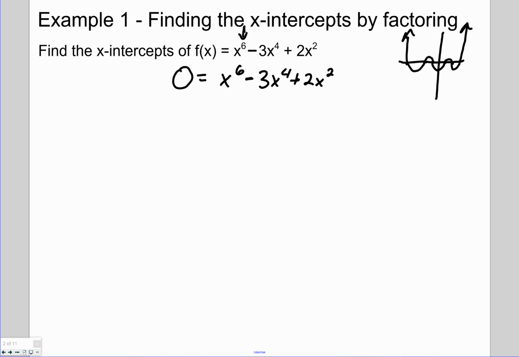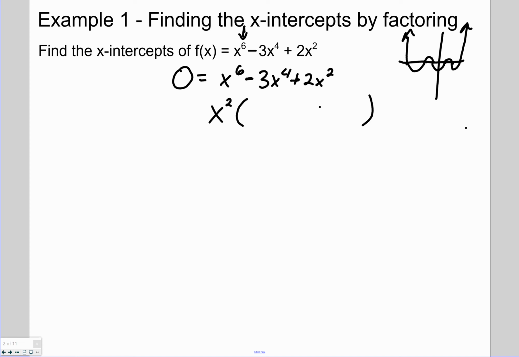Now, how am I going to figure out what values for x are going to make that 0? Just going to plug in numbers, guess and check? What do you think is the most effective way? On the right side we have a trinomial, so we're going to do what? We're going to factor. What do you notice about those 3 terms? They have an x squared in common, so let's factor that out.